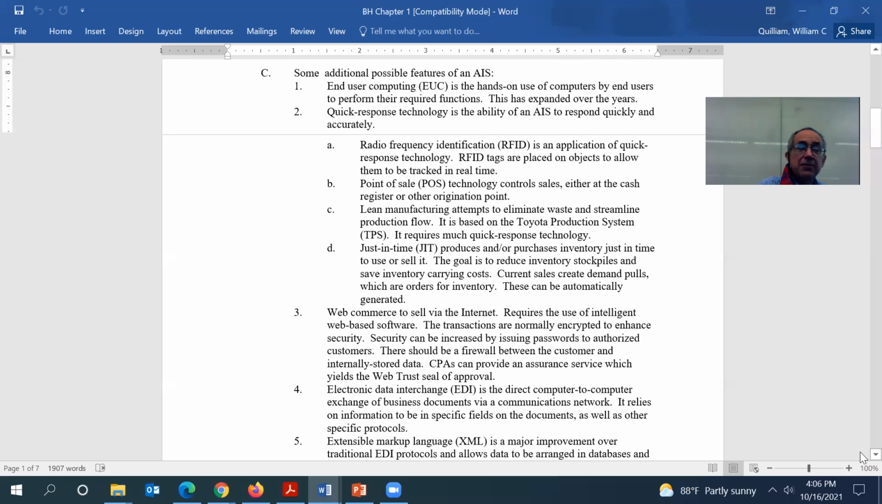Coming on down to C, lean manufacturing. It attempts to eliminate waste and streamline production flow. It is based on the Toyota Production System, TPS, and requires much quick response technology. So trying to be lean, trying to cut costs whenever possible, trying to be frugal. That's what lean manufacturing is all about. And Toyota is the one that gets credit for that, for right or for wrong.